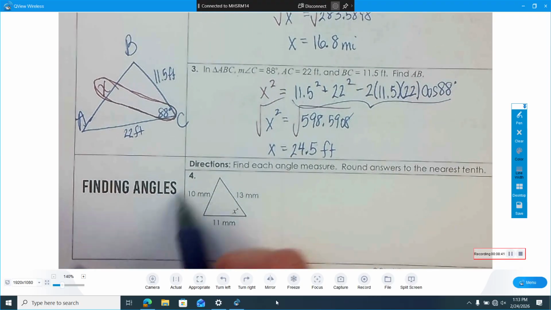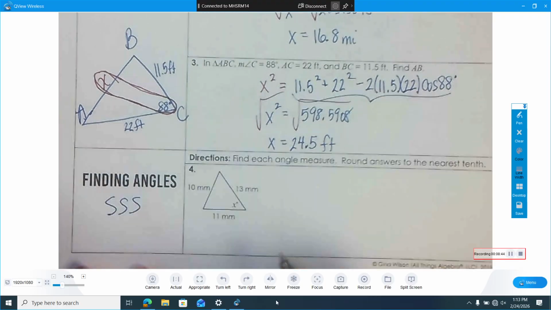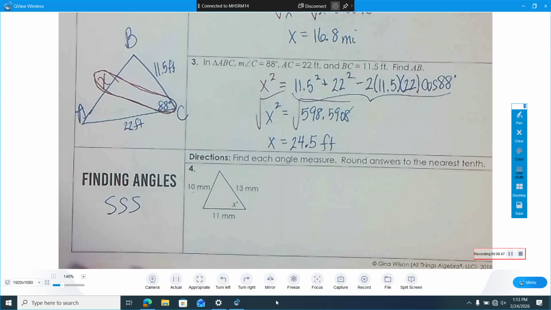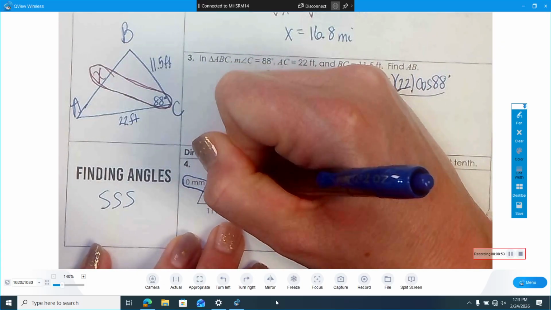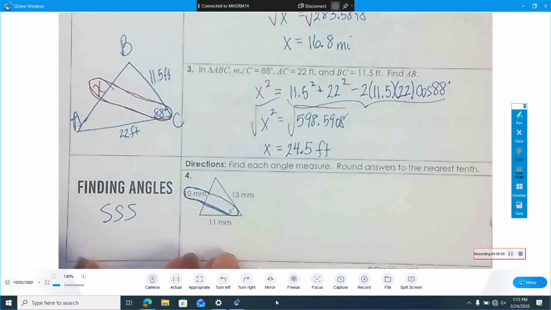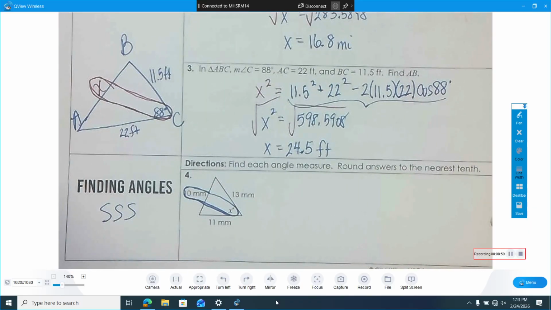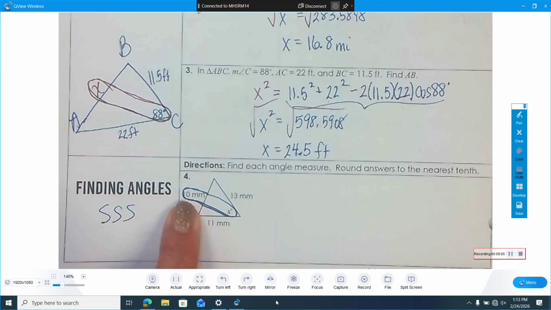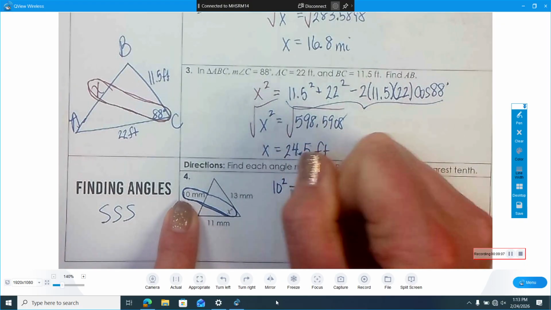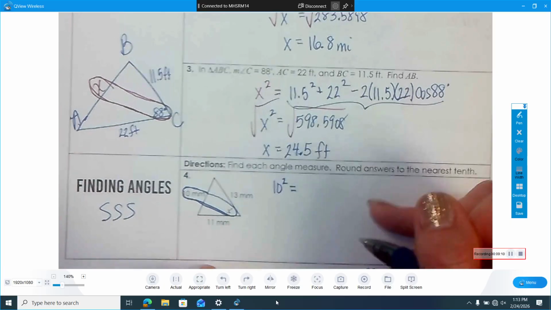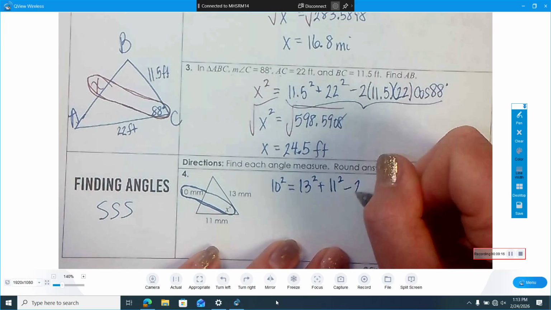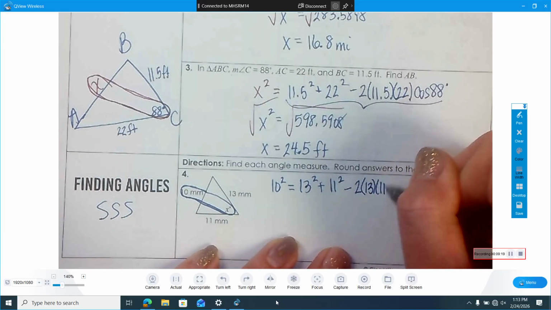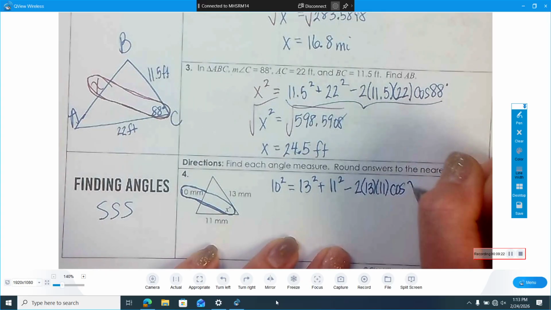So here you'll notice this triangle, they've given us side, side, side info. And we're trying to figure out the missing angle measure. So again, I'm just going to circle that angle and its opposite side, because that's my little way that I figure out how to write my formula. Okay? And I have to start with my side squared. So this is going to be 10 squared is equal to 13 squared plus 11 squared minus twice 13 times 11 times cosine of x.